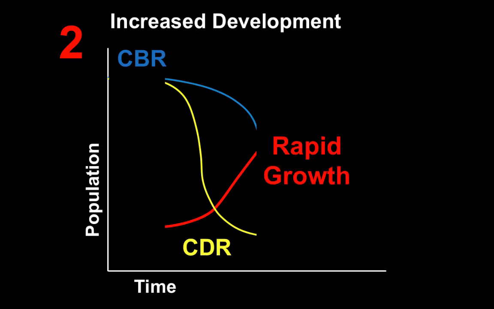And so when the birth rate is much higher than the death rate, we're going to start to see rapid growth. And this is what is happening in a lot of these developing nations. Their death rates have dropped dramatically, but their birth rates remain high, and so they have this rapid growth.